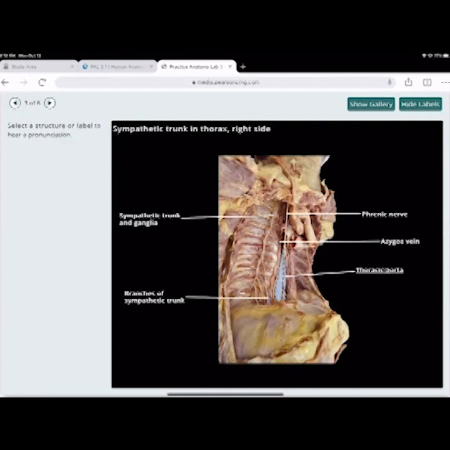This is the thoracic aorta. Again, the aorta comes off the heart. There's the aortic arch. It comes down as the thoracic aorta, goes through the diaphragm, and then becomes the abdominal aorta. The azygous vein branches off, and the phrenic nerve comes down and innervates the diaphragm.